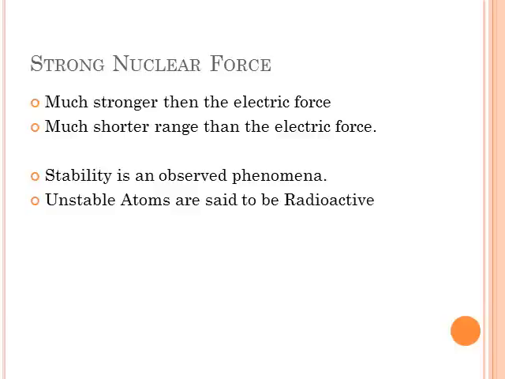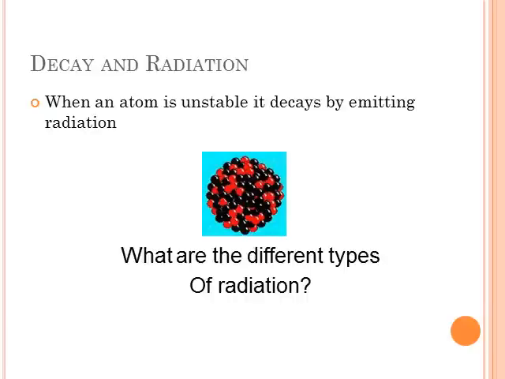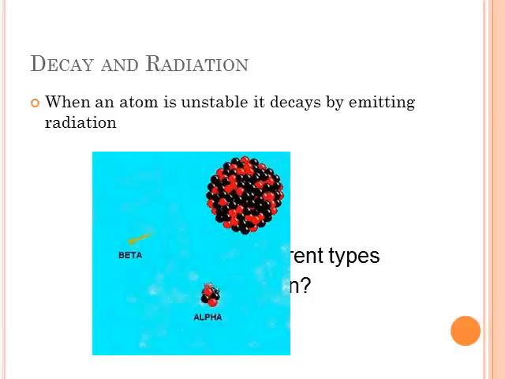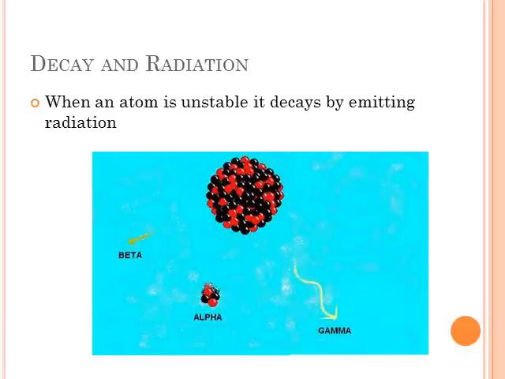So we're now going to talk about radioactive decay. When the nucleus is unstable, it will emit something out. There are different types of radiation. Do you know them all? There are three main ones that you need to know. They include alpha decay, beta decay, and gamma decay.